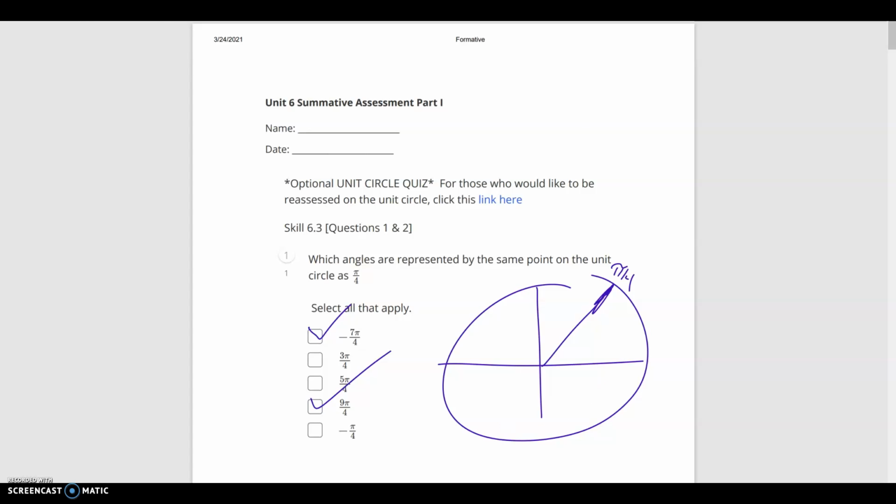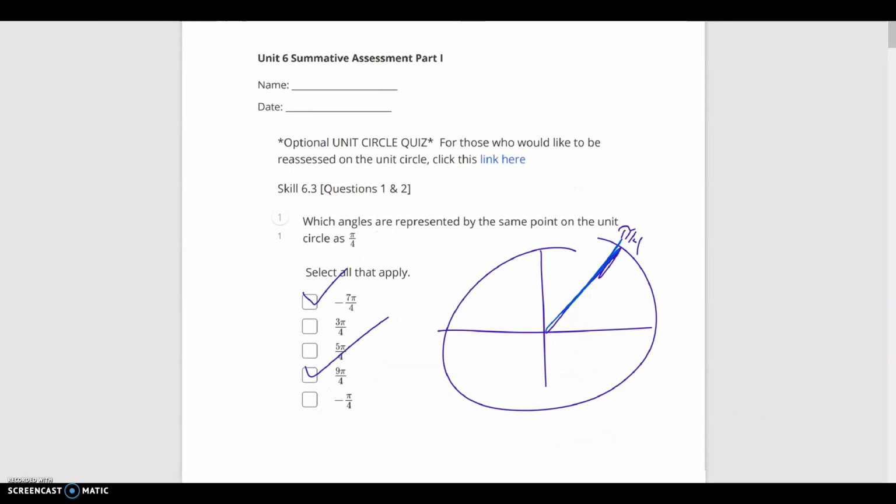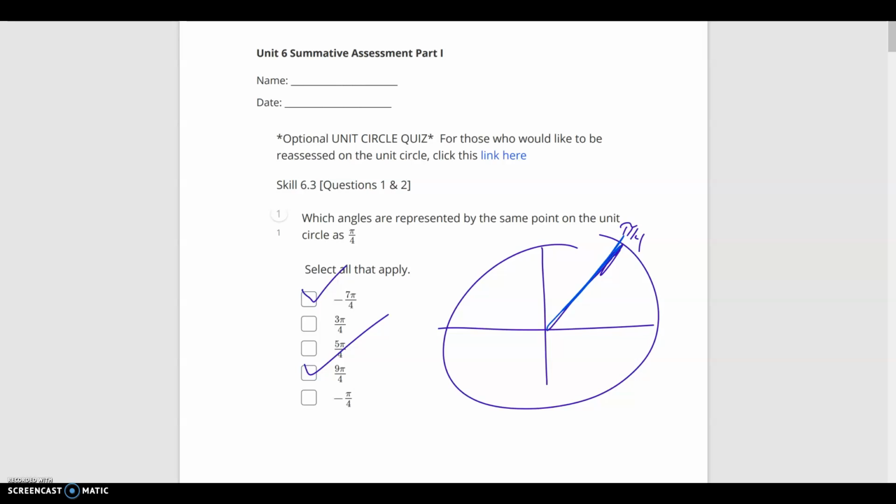So 7 pi fourths, if you go the other way, notice this would be pi fourths. Then over here, this would be 3 pi fourths. Then you get 5 pi fourths. And then you would arrive back here, which is 7 pi fourths. Another way of thinking about that is if I rotate the opposite way, that would give me 8 pi fourths minus pi fourths, which puts me right there. So negative 7 pi fourths would work.